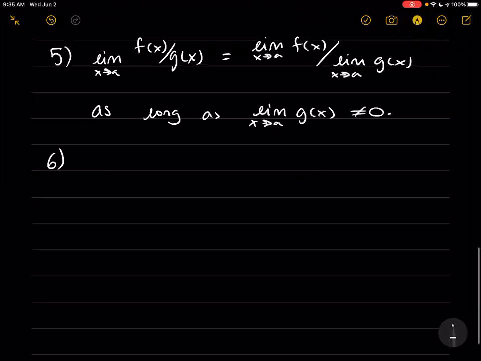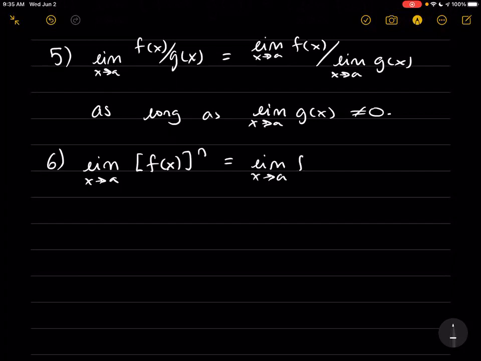Number 6 says that if you have the limit as x goes to a of f of x all raised to the nth power, that's going to be the same thing as the limit as x goes to a of f of x, all of that raised to the nth power. And this is where n is a positive integer.